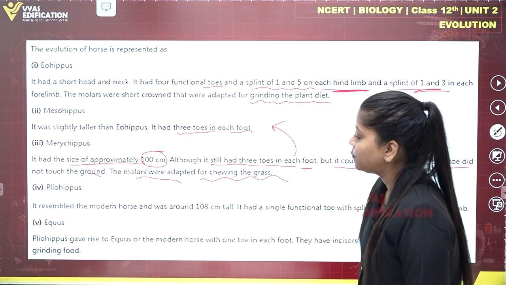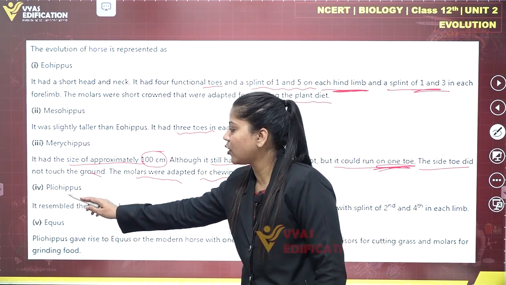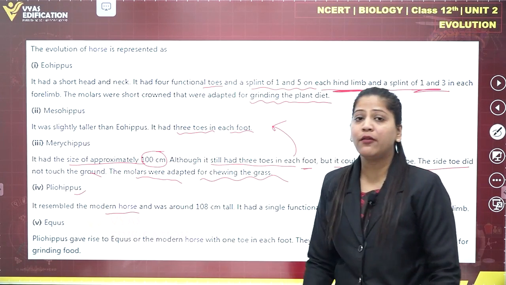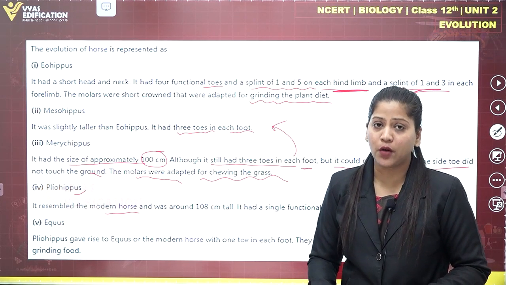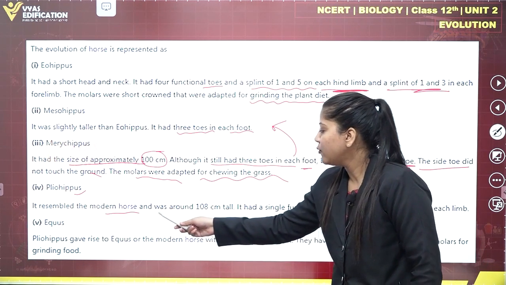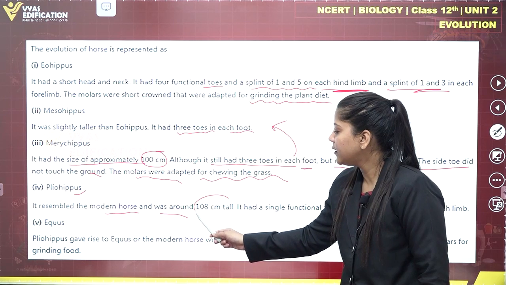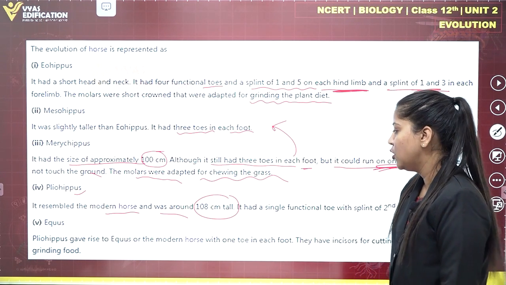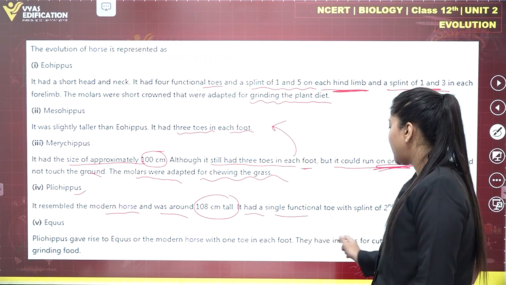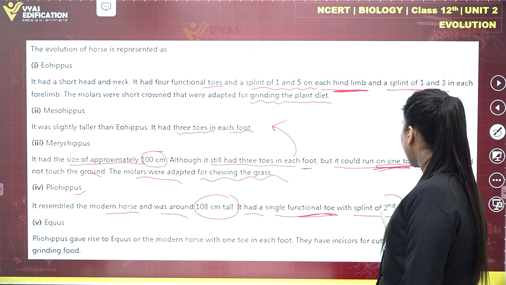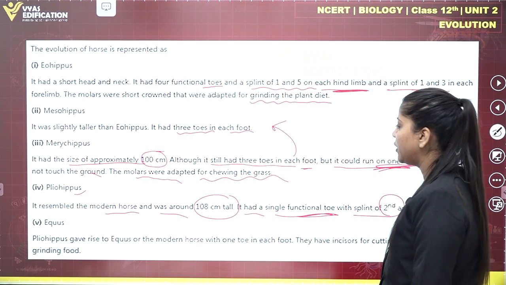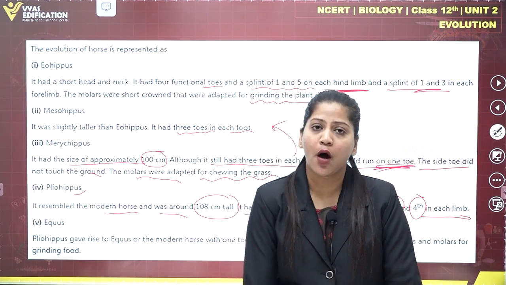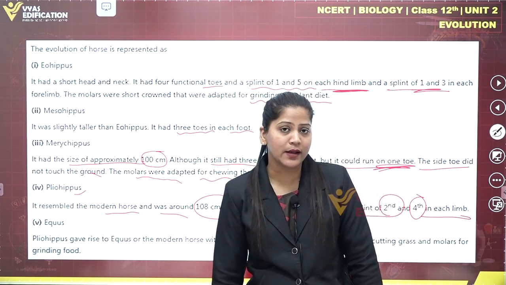Now, if you talk about the characteristics of Pliohippus, it resembled the modern horse. They were actually more like modern horses, right? It was around 108 centimeters tall. It had a single functional toe with splints of the second and fourth in each limb, right? And then after that, the modern day horses evolved, which is also known as Equus.